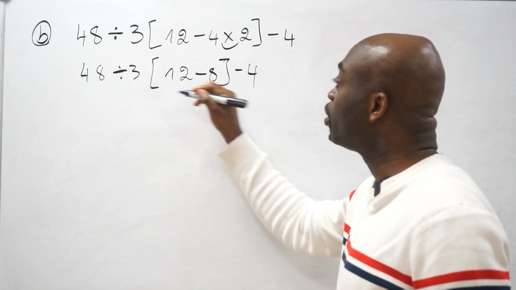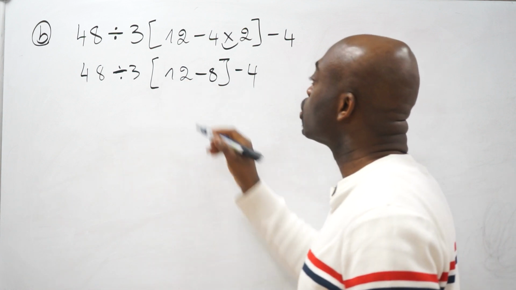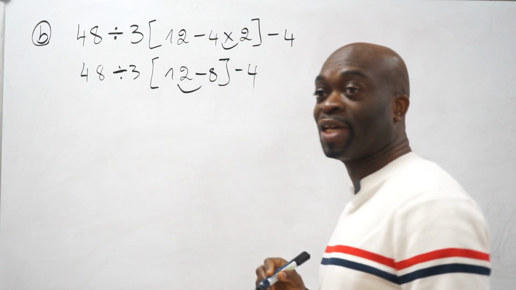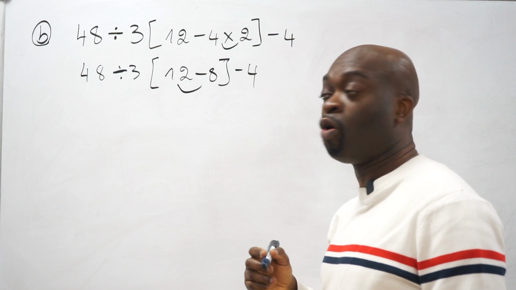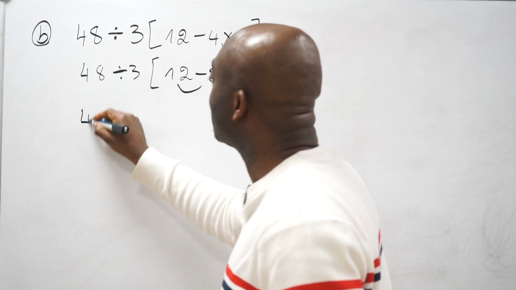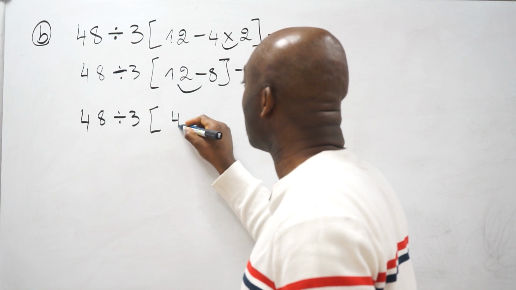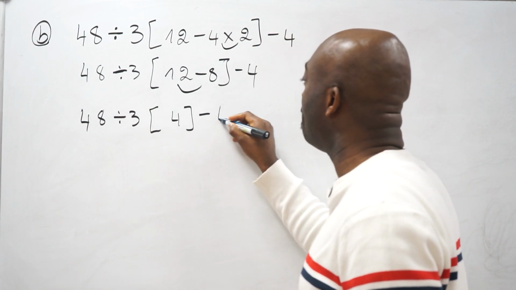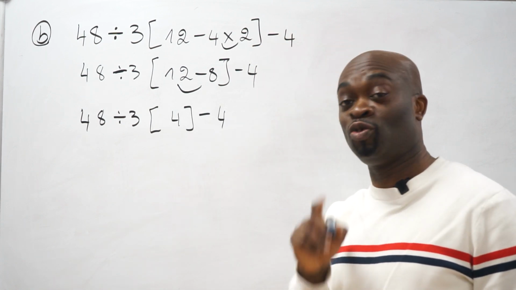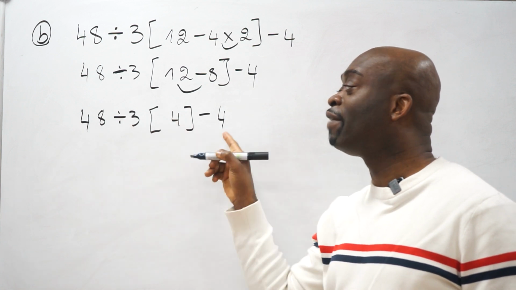So that means what? We're going to have to do the operation here. So 12 minus 8 will give us what? 4. All right? So we just bring down 48 again, divided by 3, bracket, then we have 4 left inside, minus 4. All right? Do not forget, we're working from the left to the right.